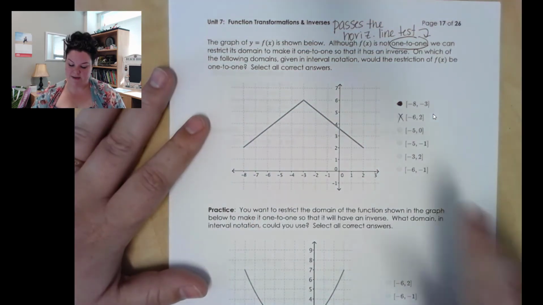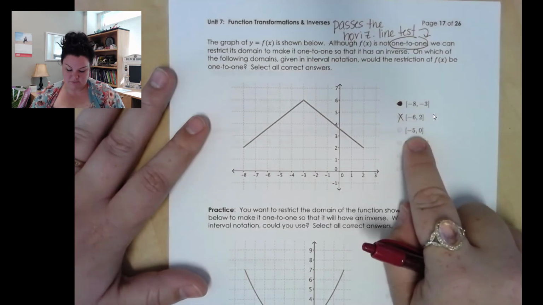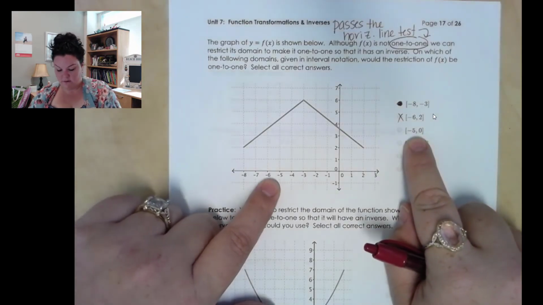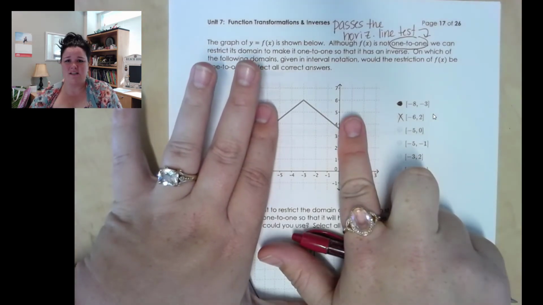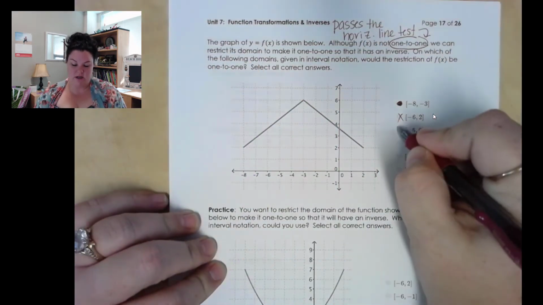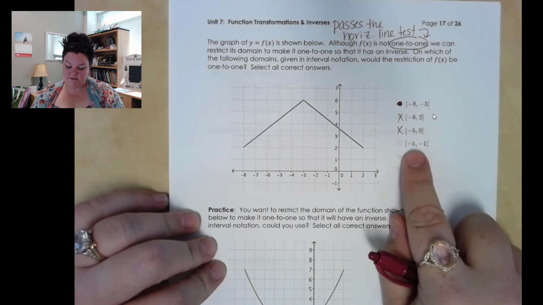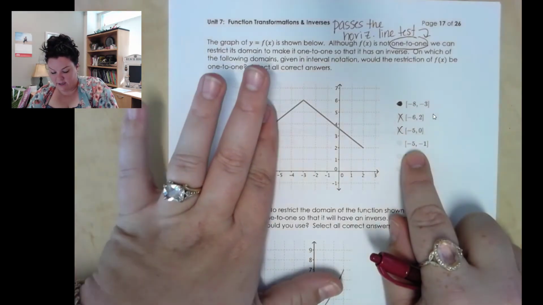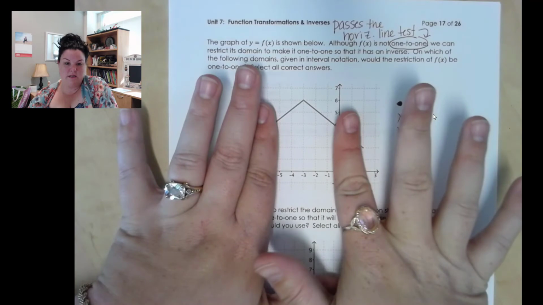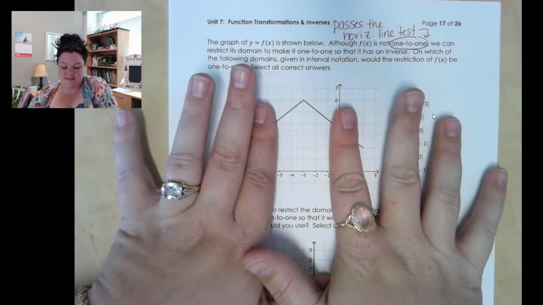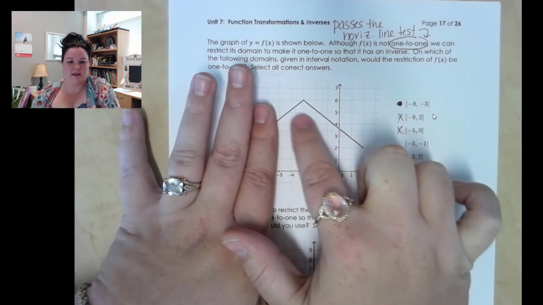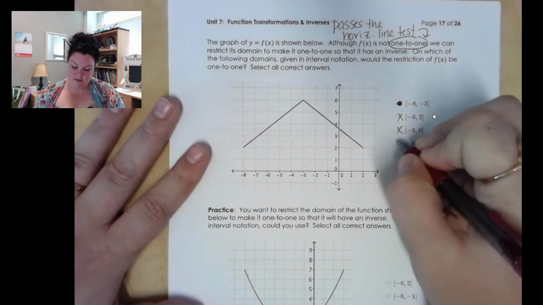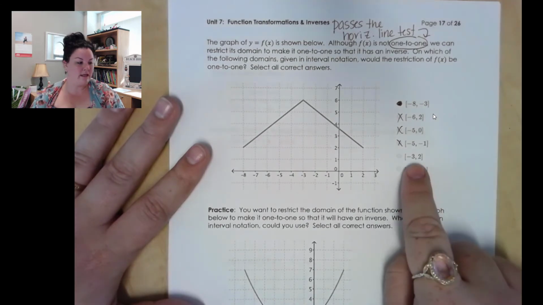Okay, let's look at our next one, -5 to 0. So if I start here at -5 and I go over to 0, again, that peak is still included. So that's going to cause a horizontal line to hit more than one time. So that is also not an option. What about -5 to -1? So -5 now to just -1. Well, that's a little bit better, but still not, because it still has the peak, which means if I draw a line right here, it's going to hit 2 times, right? So still not okay.